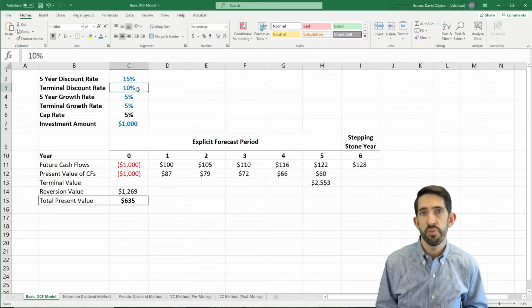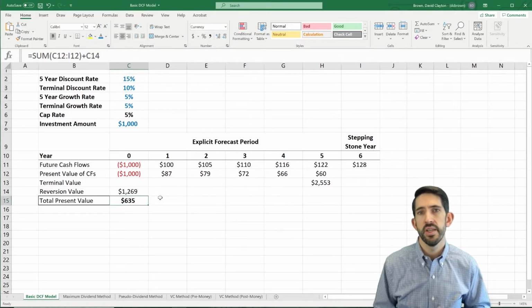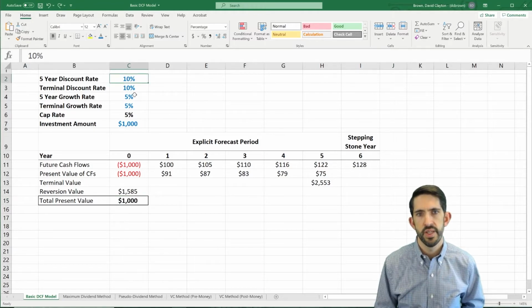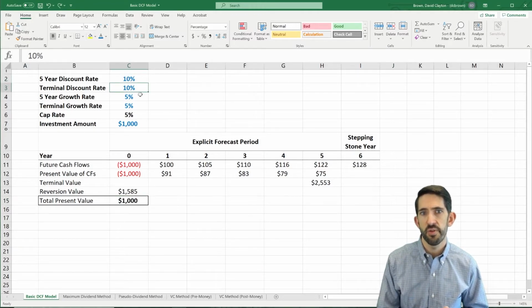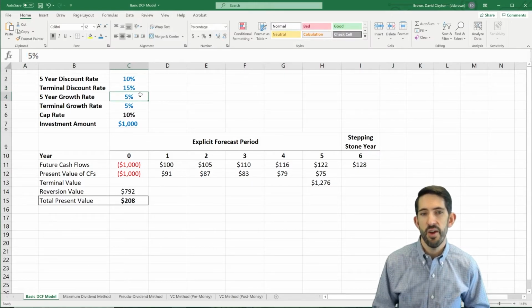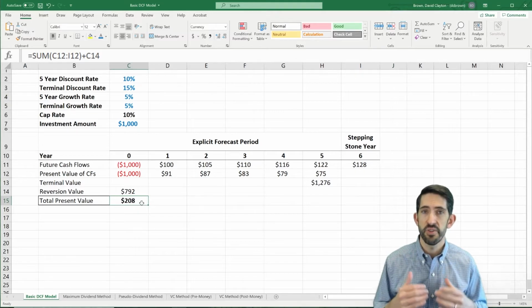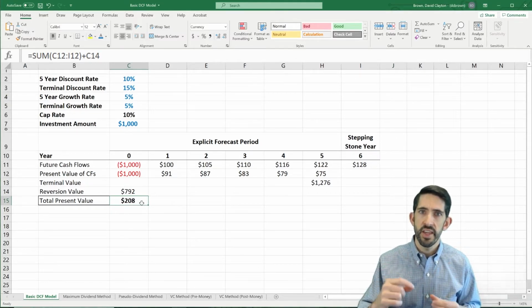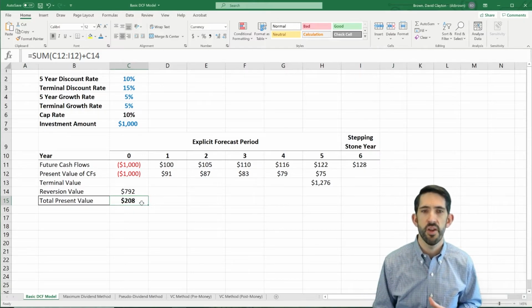What we see is that the present value goes from $1,000 down to $635. All right, let's remember that. And now let's change the terminal discount rate from 10% to 15%. Now our total present value has gone down to $208. Right, there's a much bigger effect from that terminal discount rate than the explicit 5-year period discount rate.